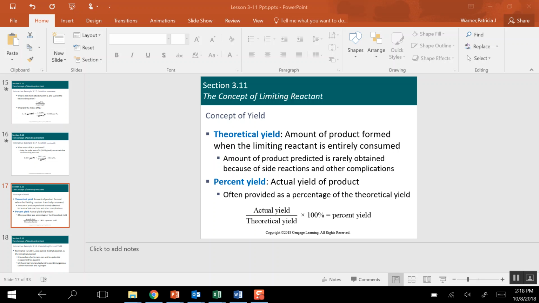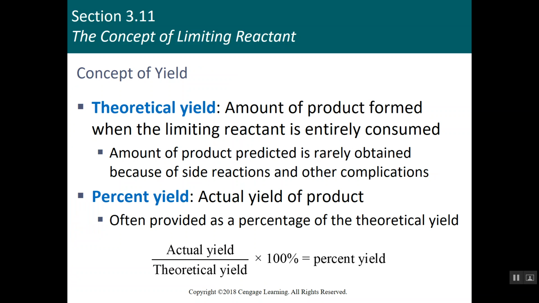Welcome to Lesson 3-11B. Today we're going to look at theoretical yields versus percent yields. Theoretical yield is actually what we've been calculating this whole time based off of what our starting materials are. We added an extra element to it last time when we figured out what the limiting reactant was, and the fact that the limiting reactant was entirely consumed.